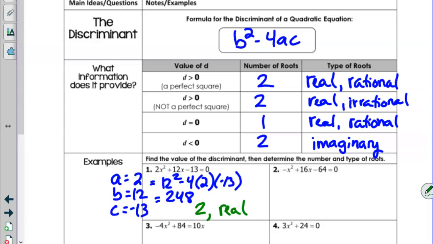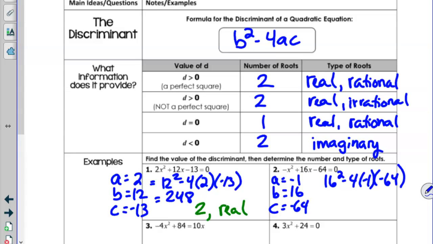All right, number 2, let's do this again. What's my A value? My B value. And my C value. Very good. And we're going to plug it in just to the b squared minus 4ac. So 16 squared minus 4 times negative 1 times negative 64. And then tell me what you get. You got 0? Perfect. So if the d value or the discriminant is 0, how many solutions in what system? 1 real.